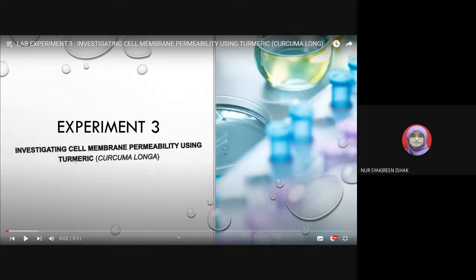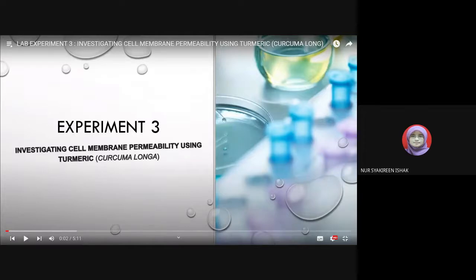So if you look at the turmeric, it is yellow in color due to the presence of pigments. Okay, so in your discussion, I want you to find out the name of the yellow pigment that is found in the turmeric. So the procedure involves you immersing the turmeric cylinder in different solutions. So you have water, you have diluted alcohol and concentrated alcohol.